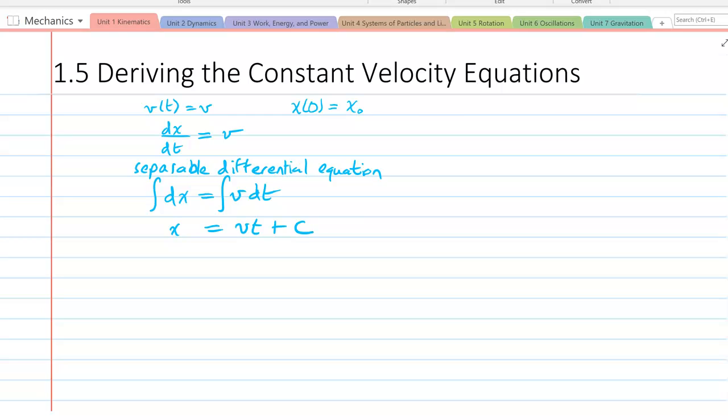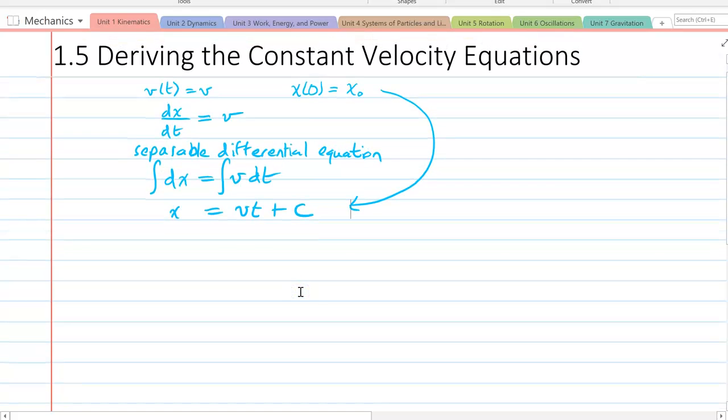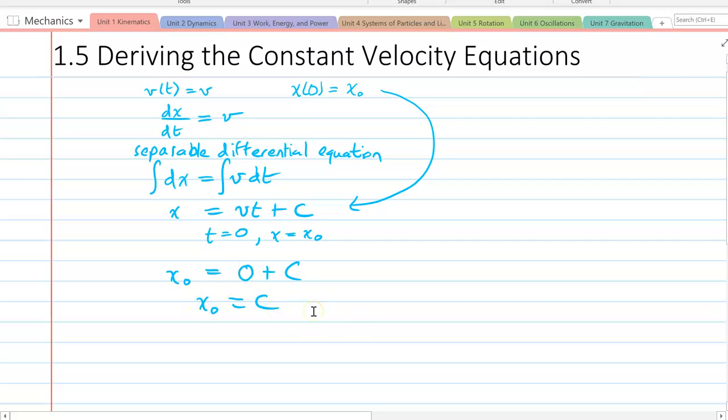Now the next step is we have the integral result, and we want to plug in the initial position. The initial position says that at t equals 0, x is equal to x naught. So let's substitute all those pieces of information here. x naught is equal to v times 0, which is 0, plus c, and therefore x naught is equal to c. Seems like we're not really doing much, but we actually are.